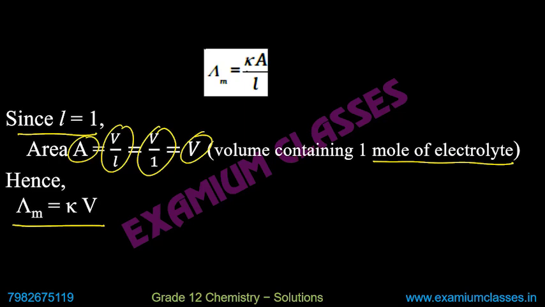Instead of saying kappa into A by L, we substitute these values. We know that lambda m equals kappa A by L. But here we will say lambda m equals kappa into A, which is equal to V, and L is equal to 1, means kappa V. So in terms of volume also we can use lambda m is equal to kappa V.